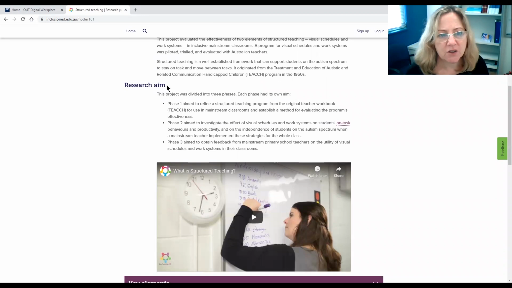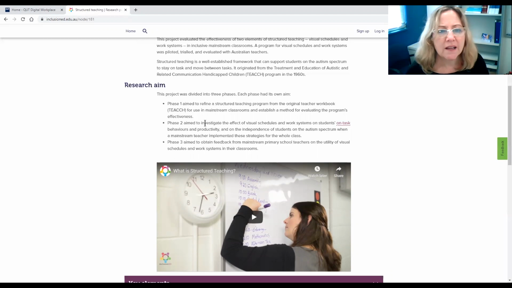And here we have the research aim. It's really important that you look at the aim so that you can see exactly what the purpose of the project was, what it was trying to do. Many of our projects are large, 3-year projects, so they'll often go across several different phases, and they may have slightly different aims in each phase. So here it's phase 1, to refine a structured teaching program. Okay, so this is about developing a teacher program.